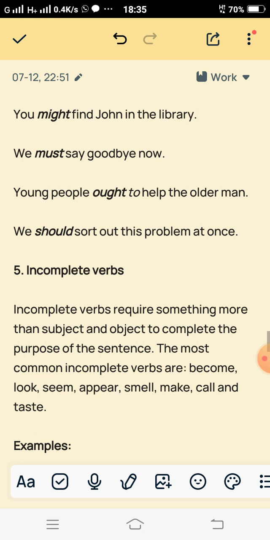Now, incomplete verbs. Incomplete verbs require something more than subject and object to complete the purpose of the sentence. The most common incomplete verbs are become, look, seem, appear, smell, make, call, and taste.